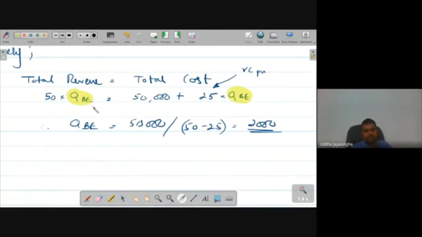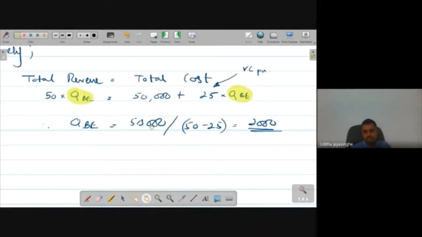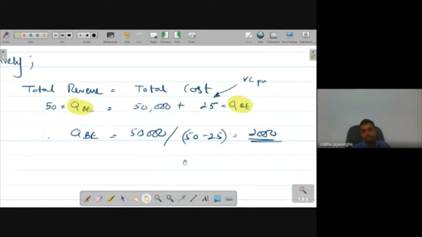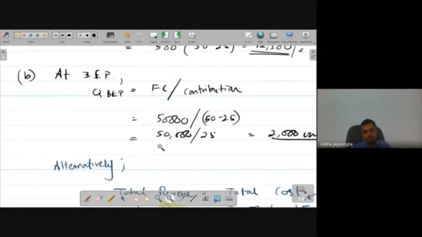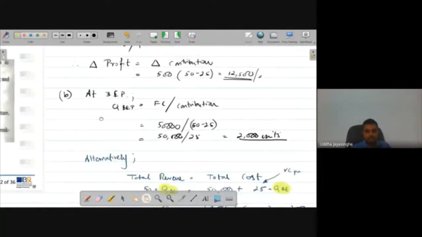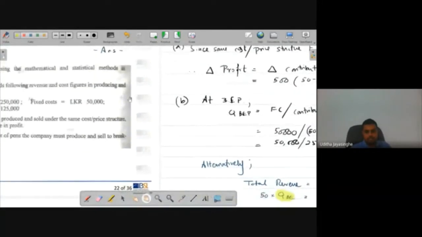So easily, now I have one equation, one unknown variable. QBE can be taken to the left hand side. So the left hand side is going to be 50 minus 25 times QBE, and the right hand side, I'm going to be left with 50,000. So then if I take QBE to the subject, QBE is going to be equal to 50,000 divided by 50 minus 25. Same answer, isn't it? This is the shorter equation I have given for you to calculate the break-even point quickly. What is this? This is the fixed cost. What is this? This is the contribution. So if at all you forget this equation, remember you can argue with your basics also. At the break-even point, your total cost and total revenue have to be equal.